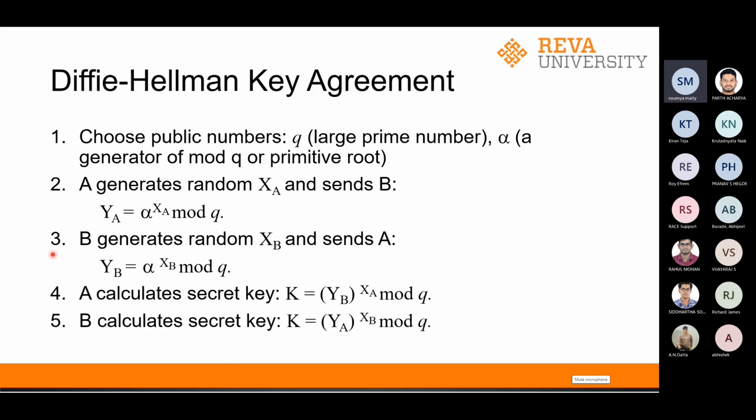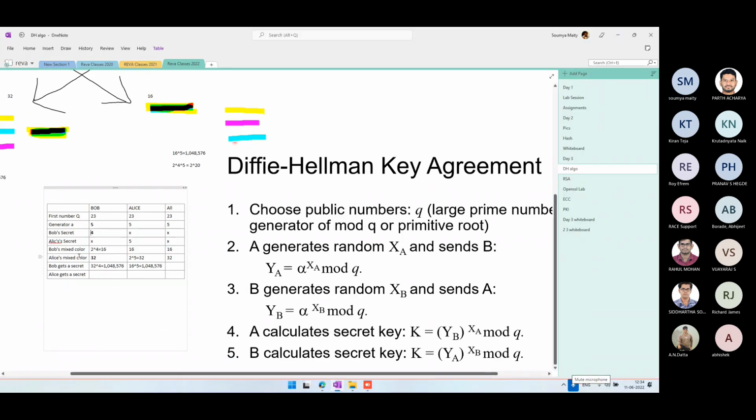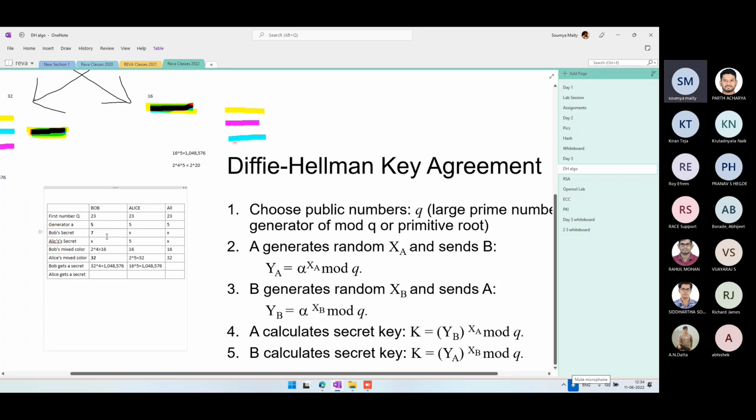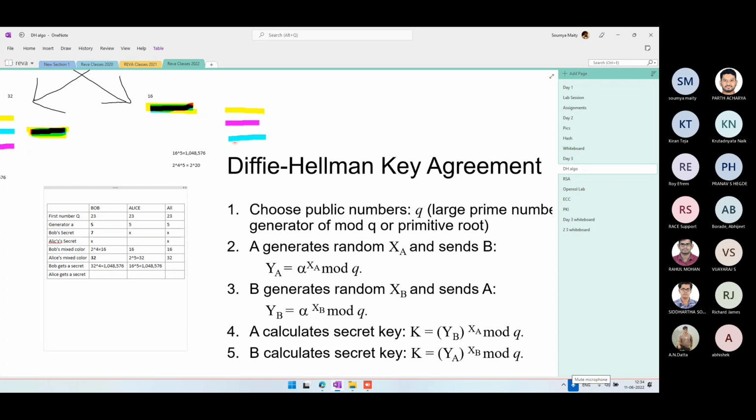And Bob's secret number. Just tell any secret number that Bob should have. Anything? Any number? Who is Bob here? 7. And who is Alice? Please tell me a secret number for you. Hey Alice. 3. Sorry, 10.